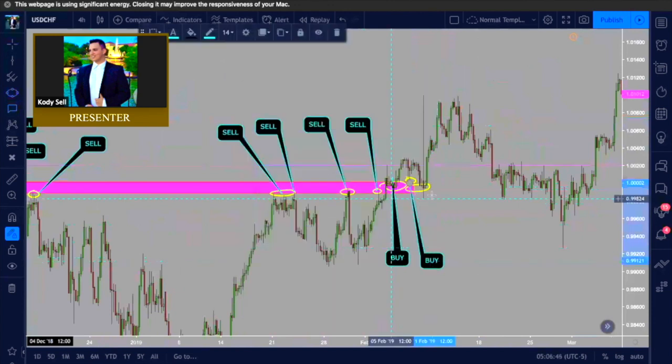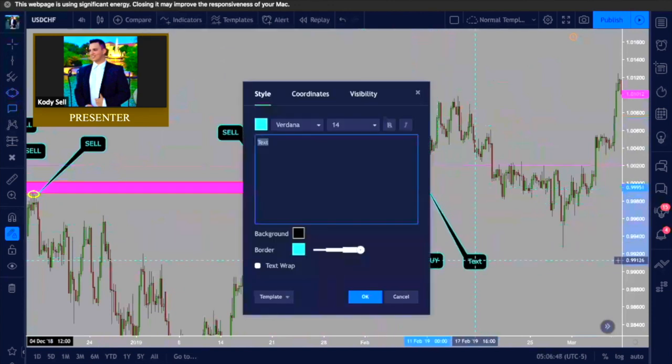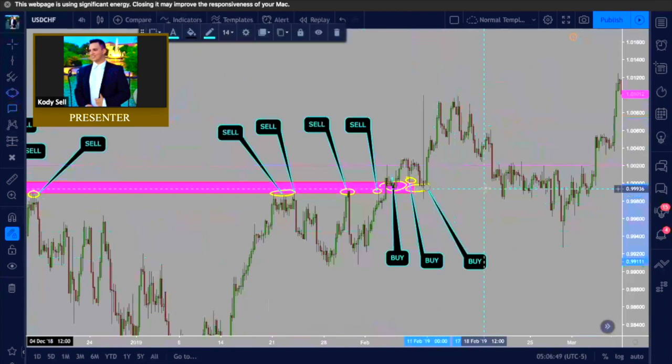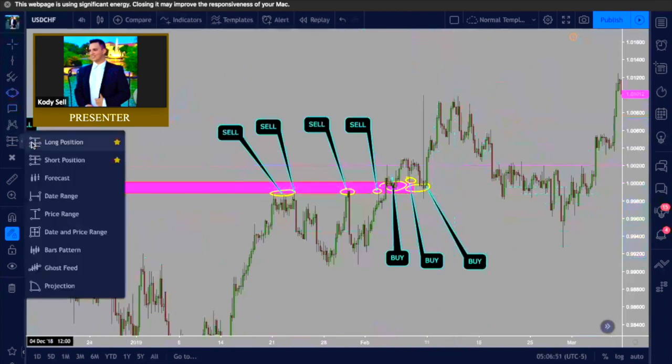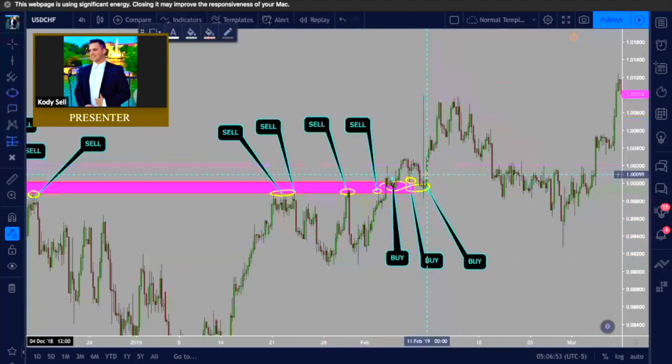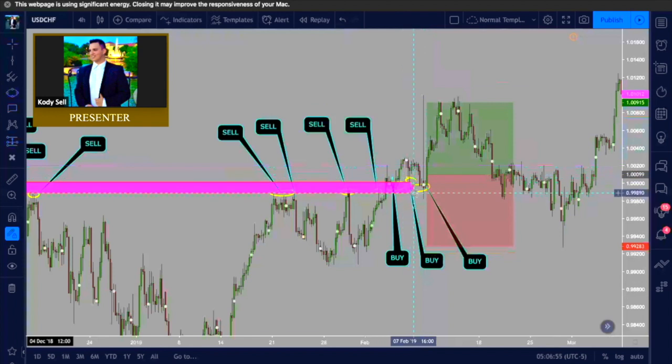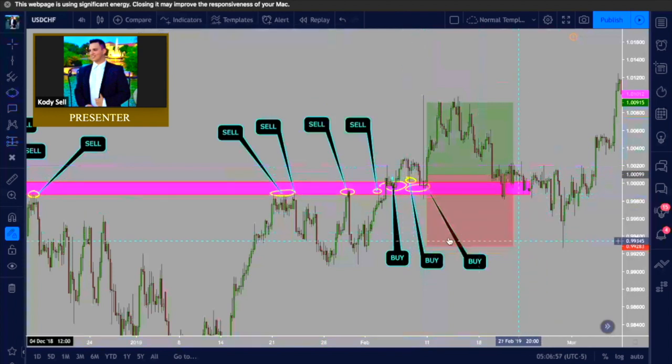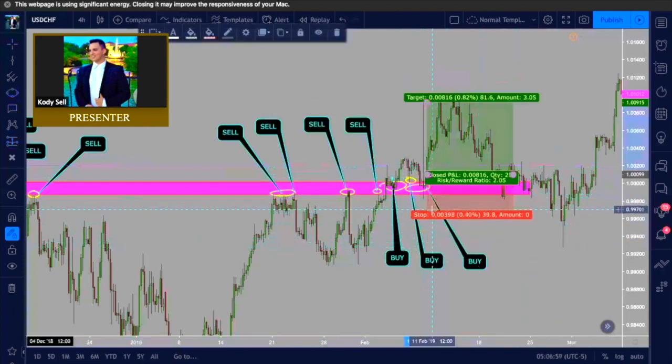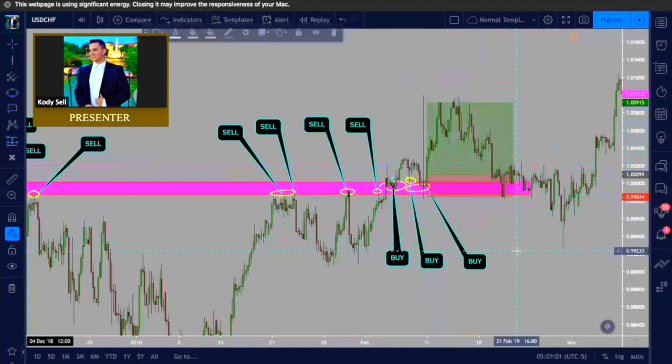Bought. What did you do over here? You bought. What were you targeting each time? Where was your stop loss? So if you take a buy position up here, let's move this over. Stop loss was down here with some breathing room. Why don't you keep it right here on the other side?